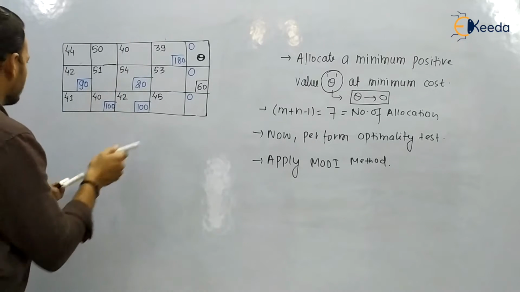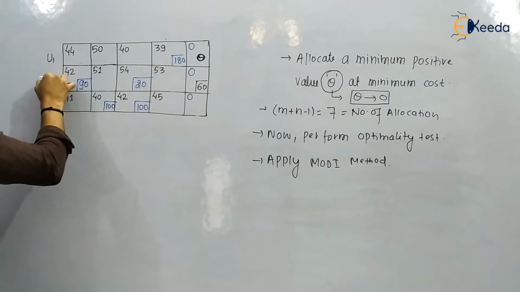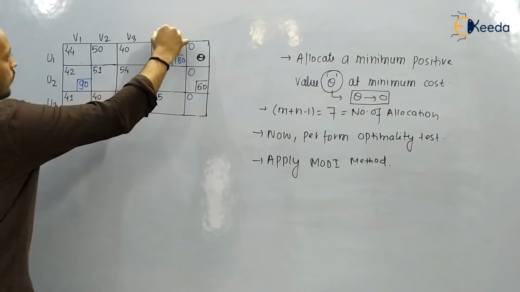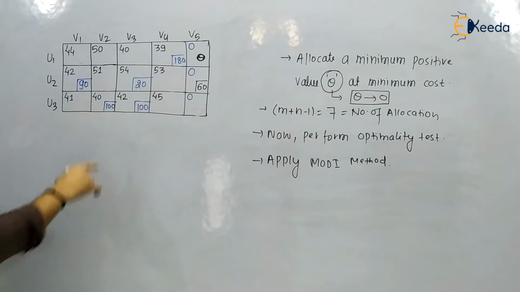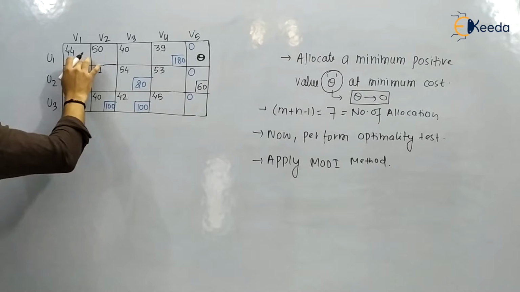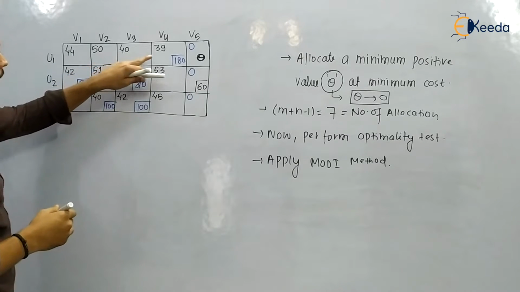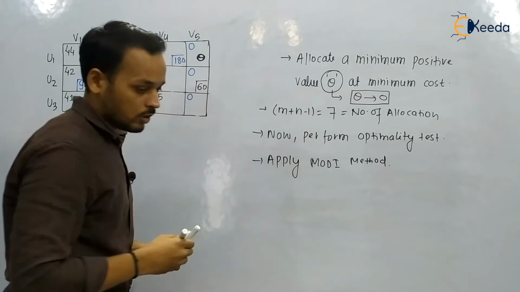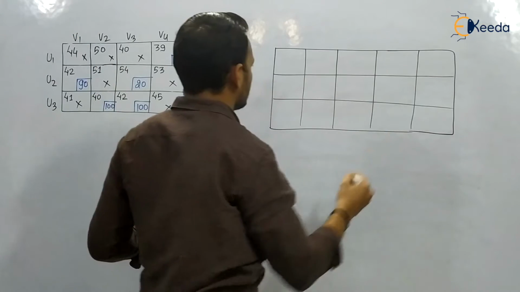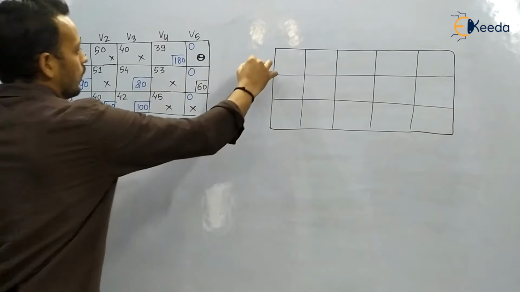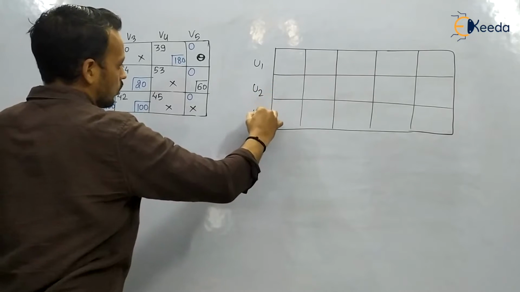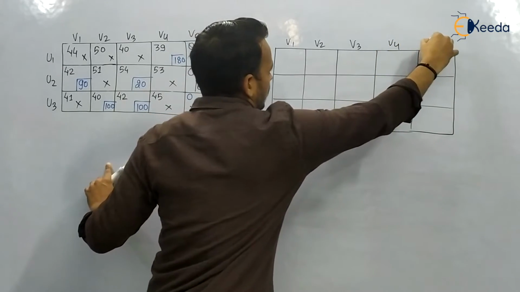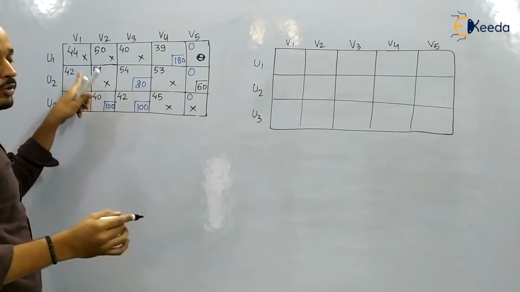We will write the values of u1, u2, u3 and v1, v2, v3, v4 and v5. And we will write the equations. Which equations? We will write them for the allocated cost cells. So remove these. We will write u1, u2, u3, v1, v2, v3, v4 and v5. I am not going to do it here because we will use this value.